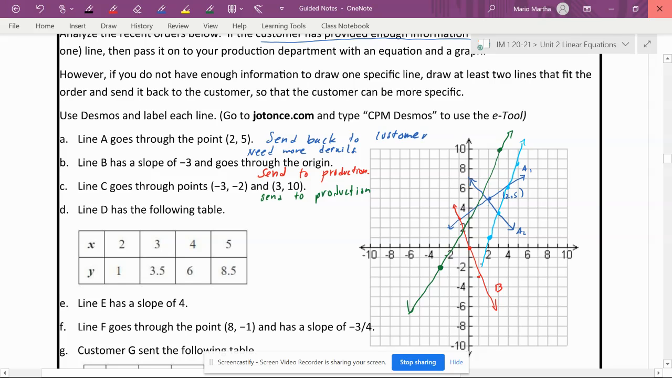So it also appears that this is going to be the only line I can draw using that table. If it remains constant right here, we went up by 2.5. And then here again, we went up by 2.5. And then again by 2.5. So again, it is the same growth rate. So we can say that's the only line. It is a line. So we're going to send to production.